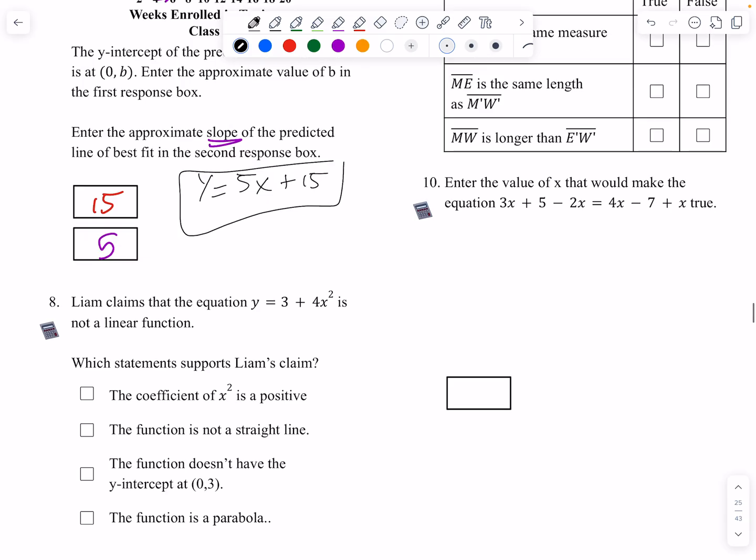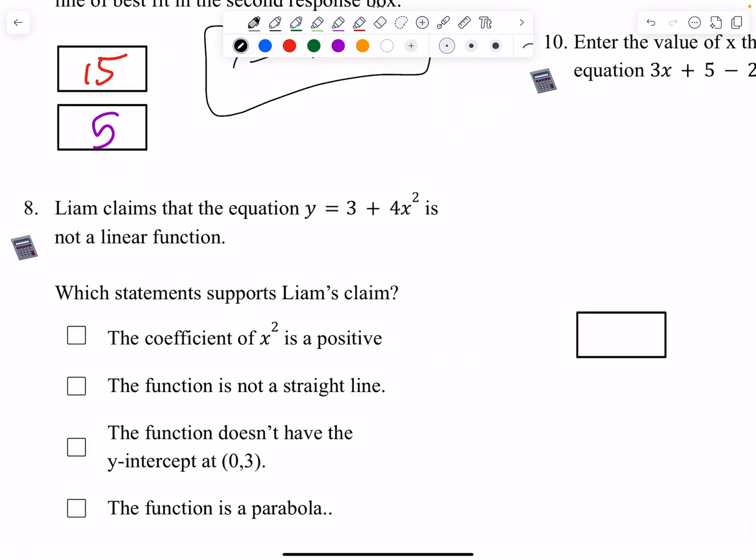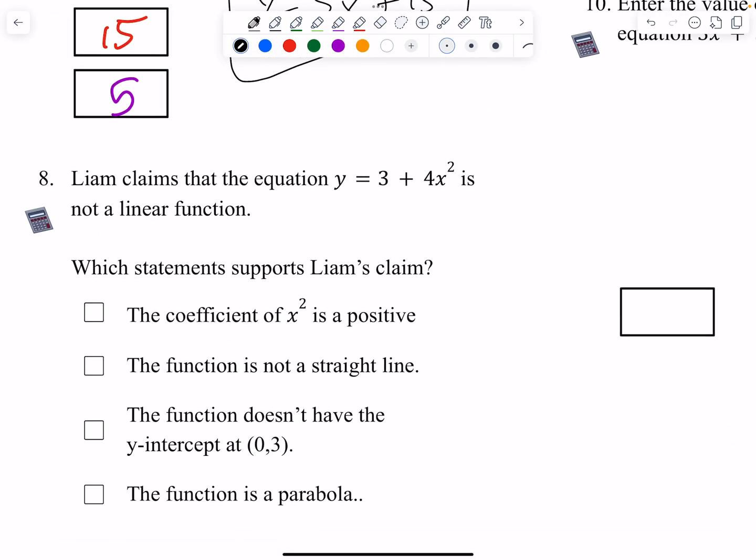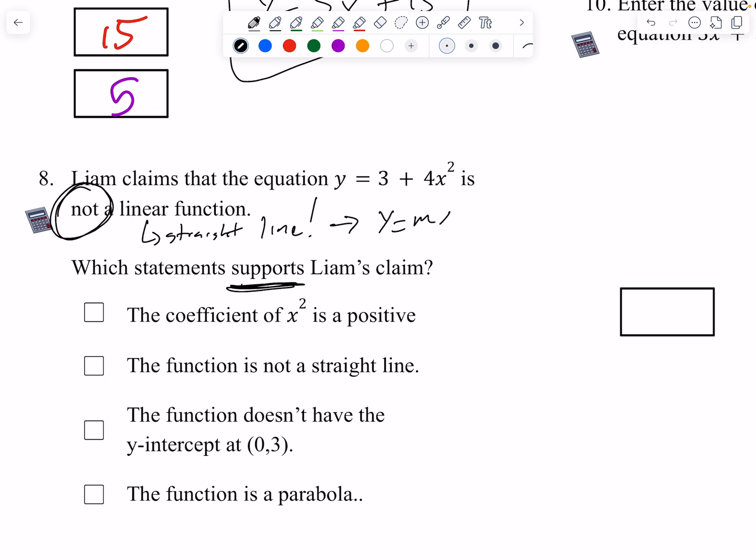Okay? All right, Liam claims that the equation y equals 3 plus 4x squared is not linear. Which statement supports that? That means that Liam is correct. Okay, so it is not a line, basically. And when it says linear, it means straight line. And what do I know about a straight line? y equals mx plus b. So what's the biggest difference? Yeah, that mx, that x has a power of 1.